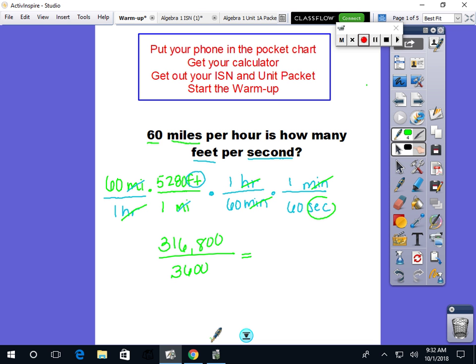And what do you get? What'd y'all get? Nobody got it? 88 feet per second. It's the same thing as 60 miles per hour.